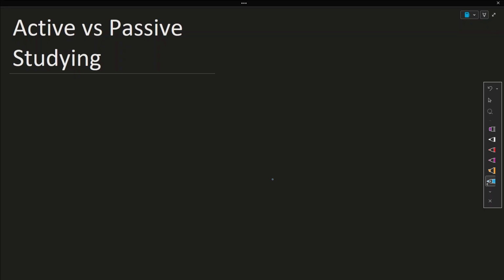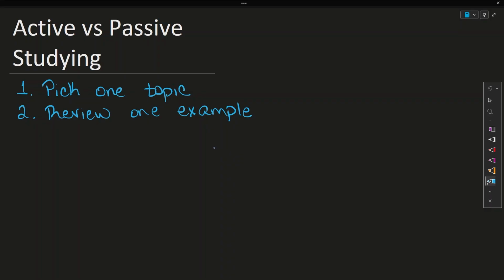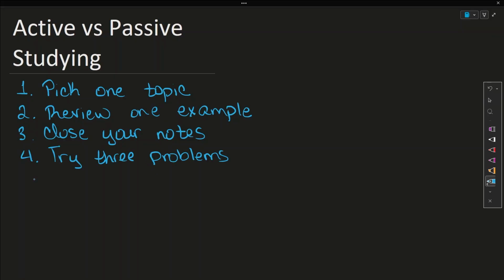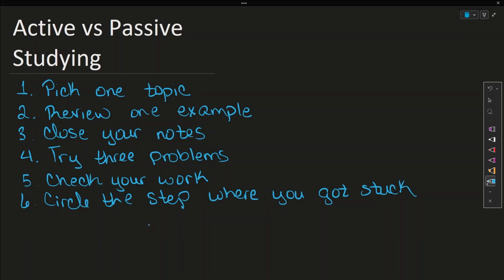Before we finish, I want to give you a simple active study routine. First, pick one topic. Then, review one example. Close your notes. Try 3 problems without referencing any material. Then, check your work. Circle the step where you got stuck. Then, write down one question or one thing to practice next.